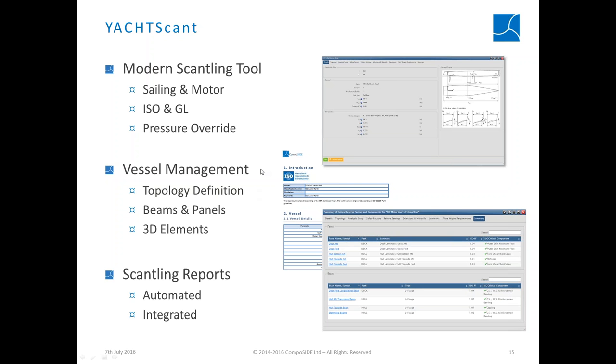The Scantling reports are fully automated and integrated within CompoSIDE, so that whatever material we have used, and on how many beams or panels it has been applied, will basically be taken into account in the summary and the final reports, and it will output a fully featured PDF or HTML file with all the data needed for you to send to the certification houses.